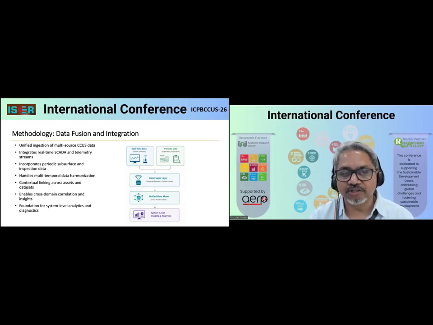So by doing this, we enable cross-domain correlation of insights. So it could be a compressor problem that is generated due to an inefficient capture system, or a drop in the flow in the pipeline driven by a bad compression system, right? So those cross domain correlations and insights are enabled by this data fusion. Overall, as a result, the operators gain a more complete understanding of the system. This integrated data foundation ultimately supports more reliable diagnostics and performance monitoring.